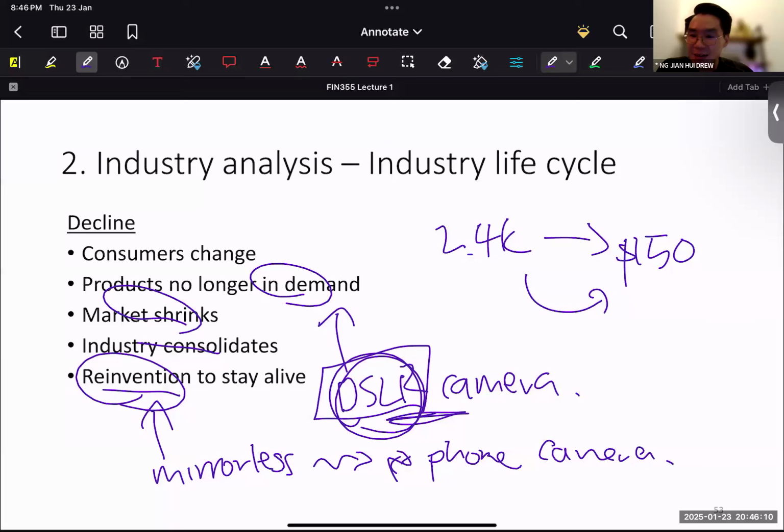Where industry decline means that we should tilt towards companies that have strong financial position, or acquire market share when the company fails.